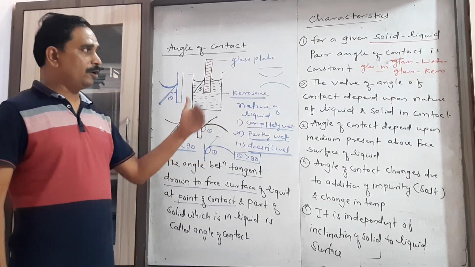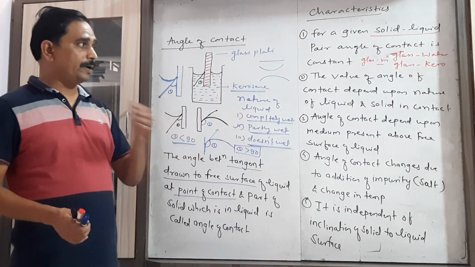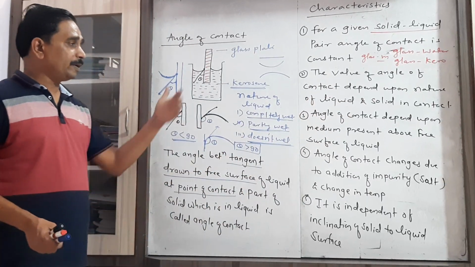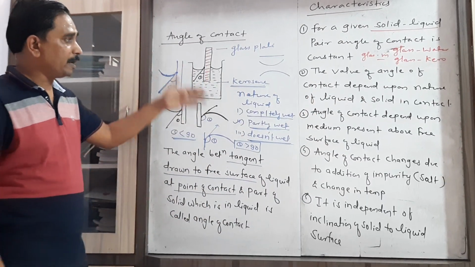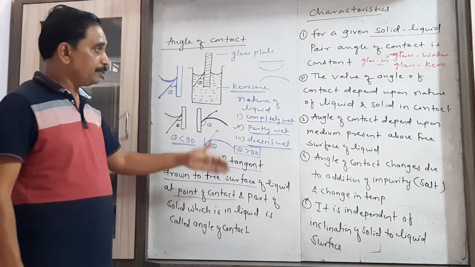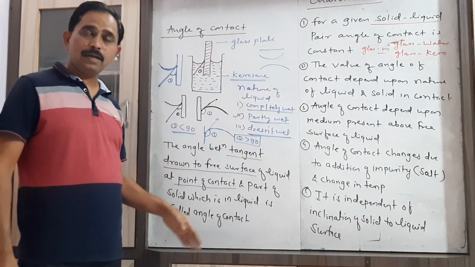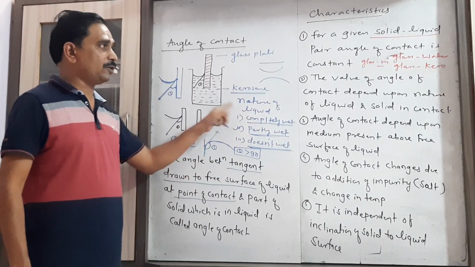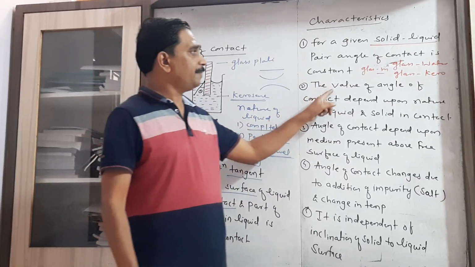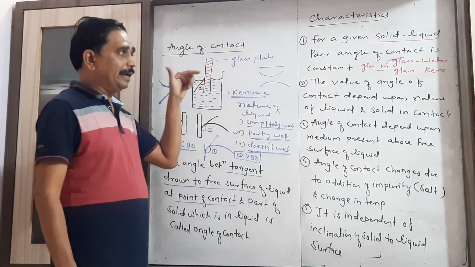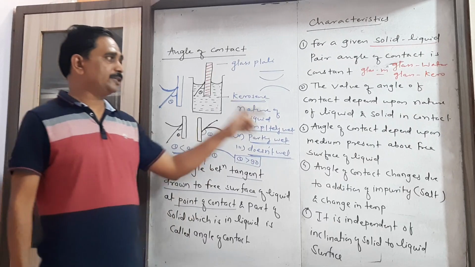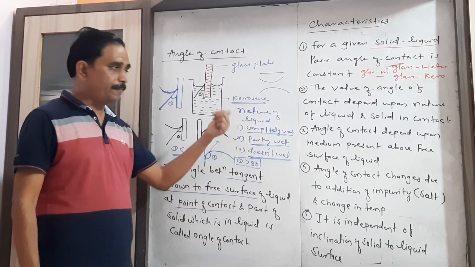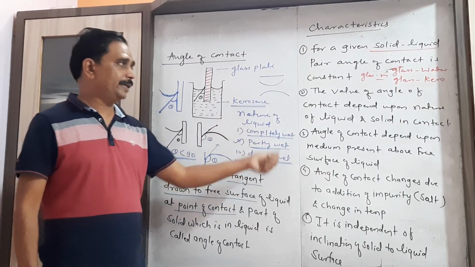Second one, the value of angle of contact depends upon the nature of liquid and the solid in contact. Now what do I mean by nature? Whether that liquid is able to wet that solid completely or partly or doesn't wet. That is the three different natures of the liquid. So that's why the value of angle of contact also depends upon the nature of liquid. It means whether that liquid completely wets the solid or partly wets the solid or doesn't wet the solid.